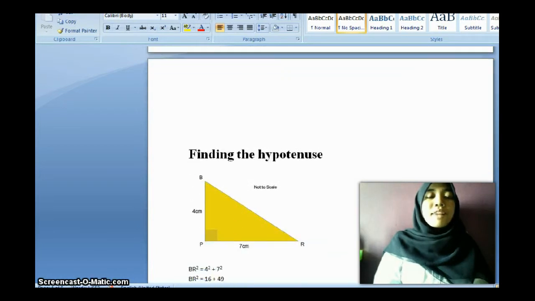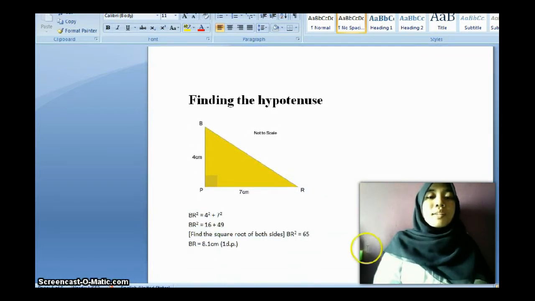Next, about finding the hypotenuse. We must find the length of BR. So, BR square is equal to 4 square plus 7 square. So BR square is equal to 65. Then the square root of 65 is 8.1.